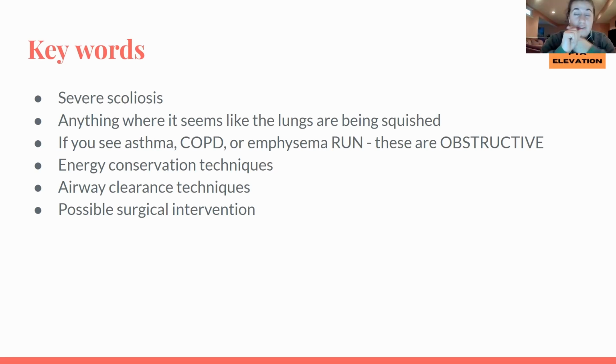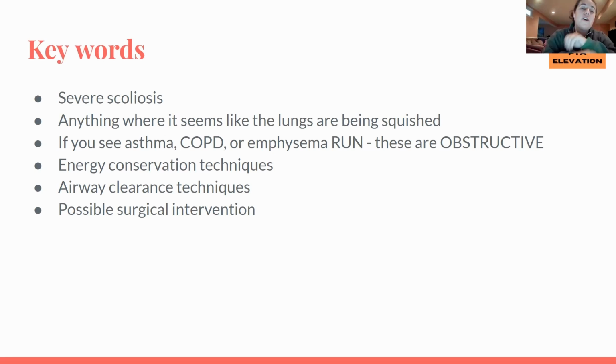Again, if you're trying to think of how to answer a question, you're looking at the answers. If you see anything about energy conservation techniques or airway clearance techniques, those are all going to be good things we want to do for these restrictive lung patients. So if you're seeing those as possible answers, and they're like, we have a restrictive lung disease patient, how are we treating them? Those are good answers. If you see more than one though, those might not be the answers. It might be asking you which is not true.